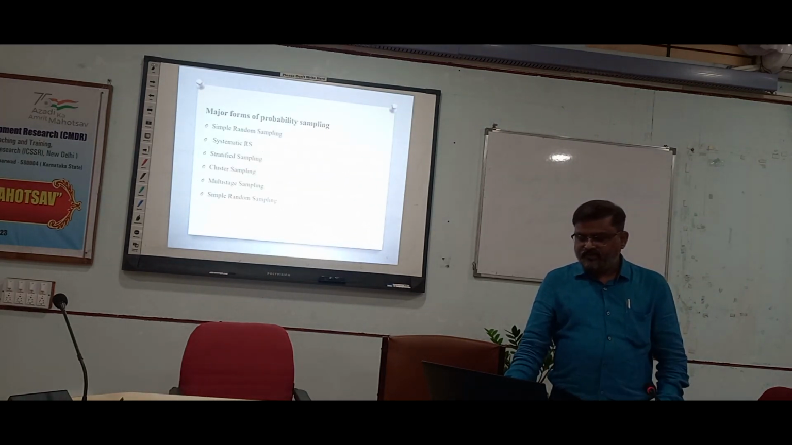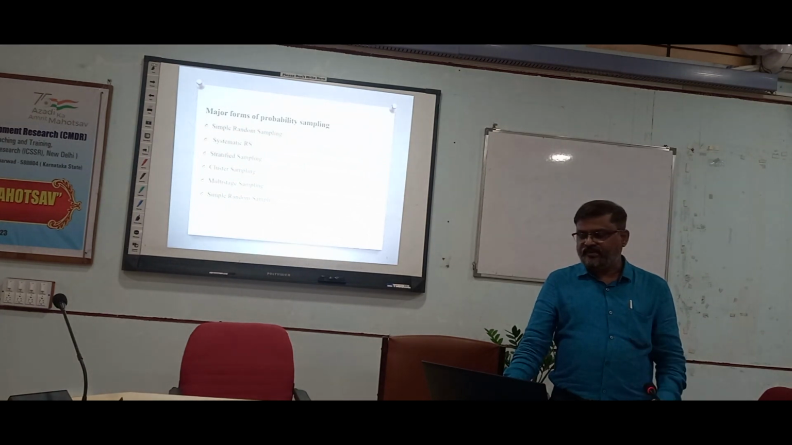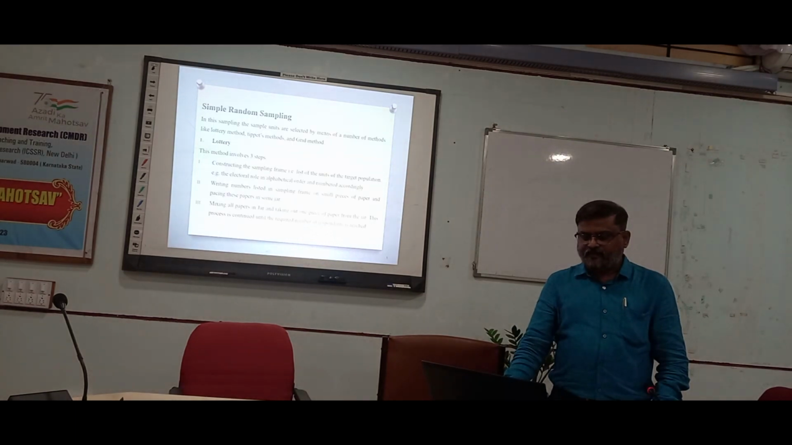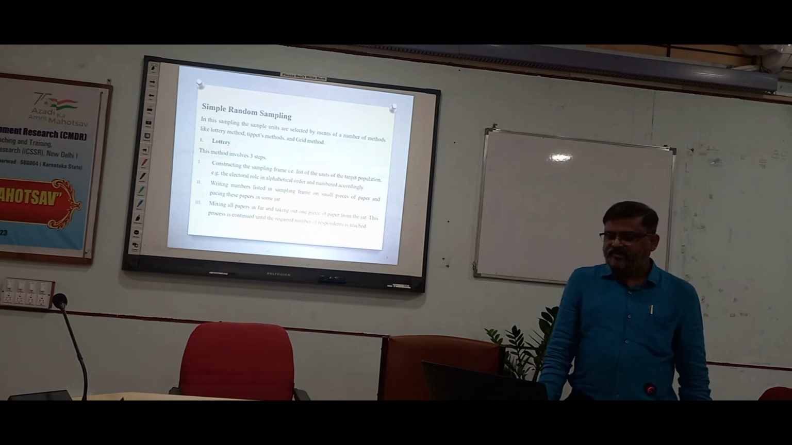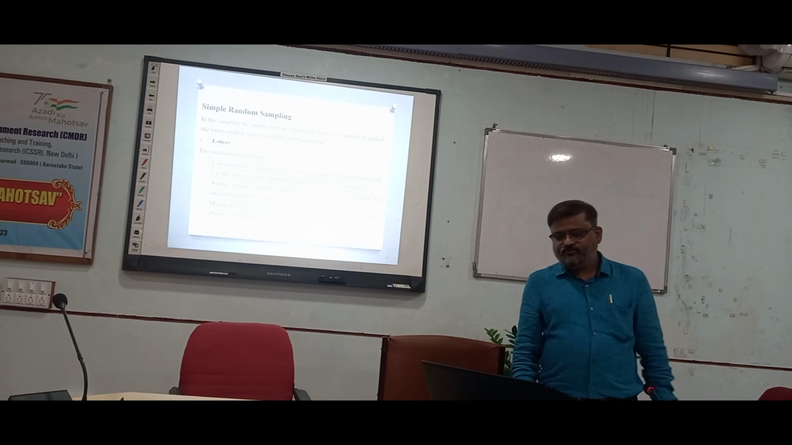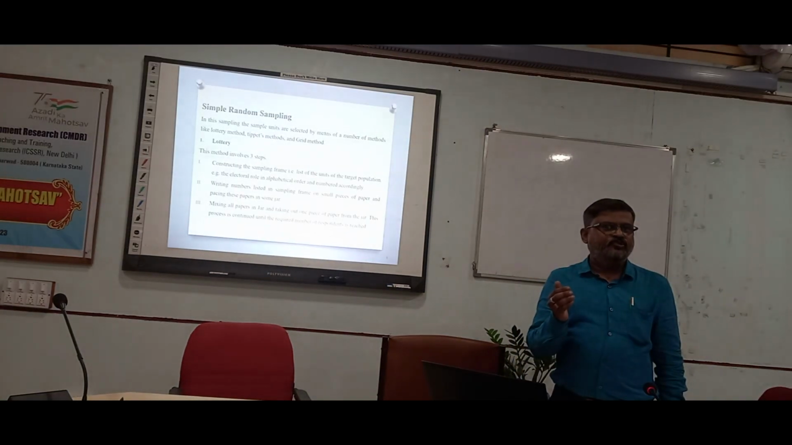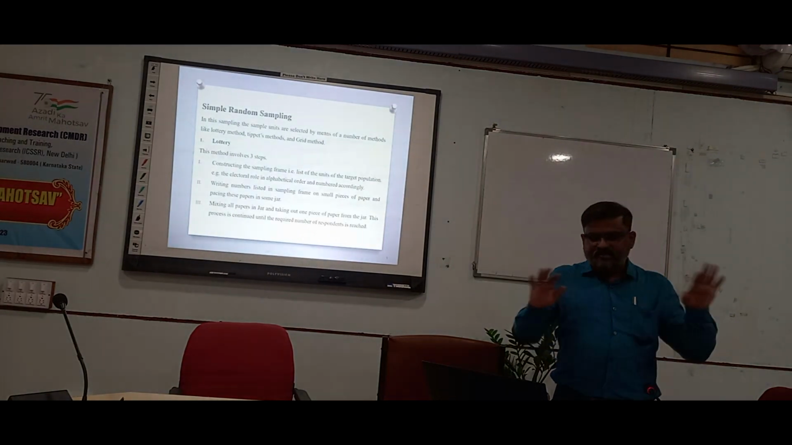These are the major forms of probability sampling: simple random sampling, systematic random sampling, stratified sampling, cluster sampling, and multi-stage sampling. These are the different forms of probability sampling. Okay, simple random sampling. In simple random sampling, every person in the universe should have an equal opportunity of being selected. Then we can make a generalization.